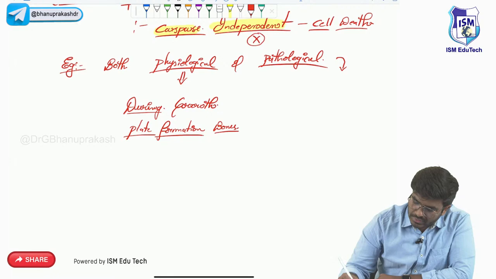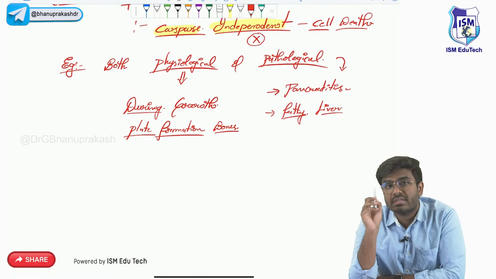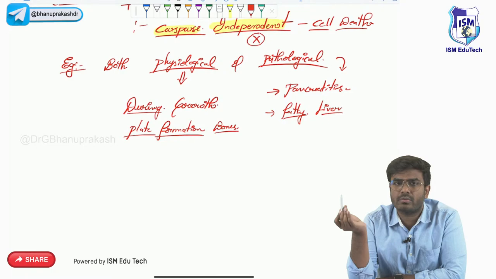In pancreatitis and in fatty liver, these are pathological, right? Now you will get it. In yesterday's class, we discussed that whenever there is acute pancreatitis, there will be liquefactive necrosis, and peripancreatic fat will undergo fat necrosis with a chalky white deposition.